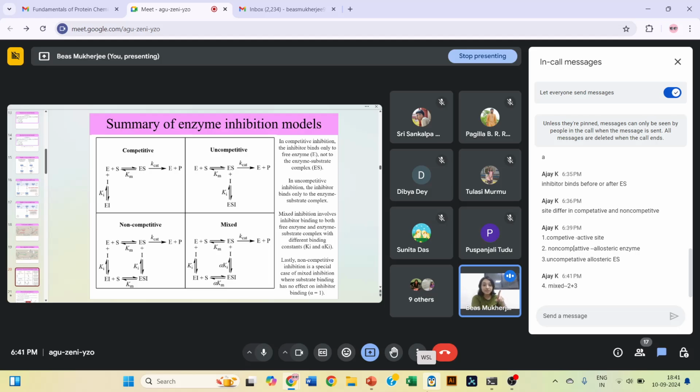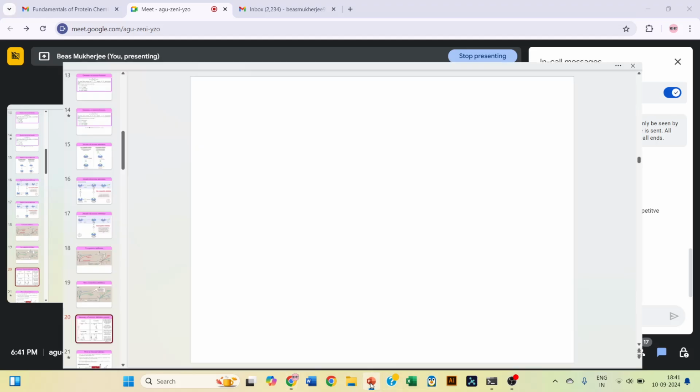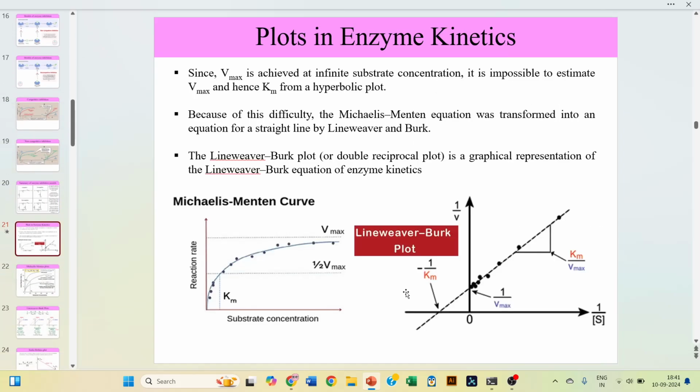Okay. But then in case of non-competitive, see, it is having exactly similar effect, whether it is binding to free enzyme or it is binding to the enzyme-substrate complex. It's all given here in this figure. Okay. Now we'll move on to plots in enzyme kinetics.